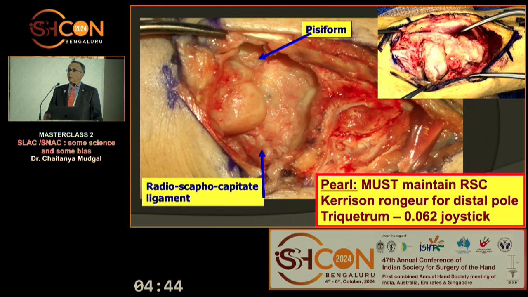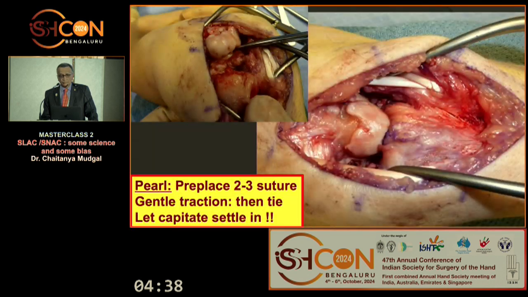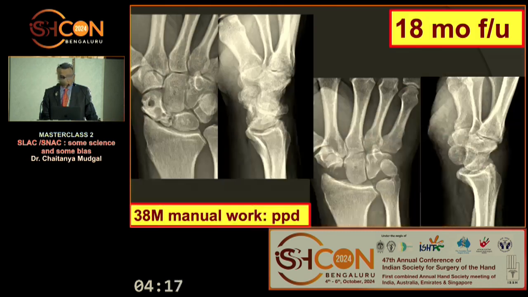To get the distal pole of the scaphoid, I find that the Kerrison rongeurs used by our spine surgeon friends are very useful. Once you've seen the head of the capitate, you decide that it's okay reasonably. I put 3 sutures here with a Tevdek. You don't tie the sutures until you've placed all of them, otherwise placing the second and the third one is very challenging. You place all 3 of them, and then you tie them in succession, and your capsule just sits in like a beautiful little trampoline for your capitate to sit on.